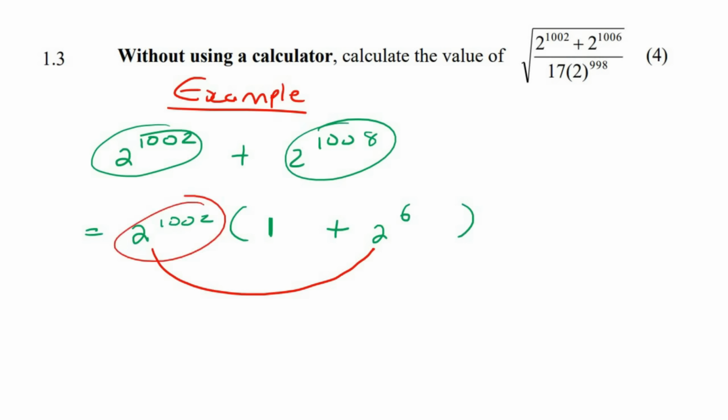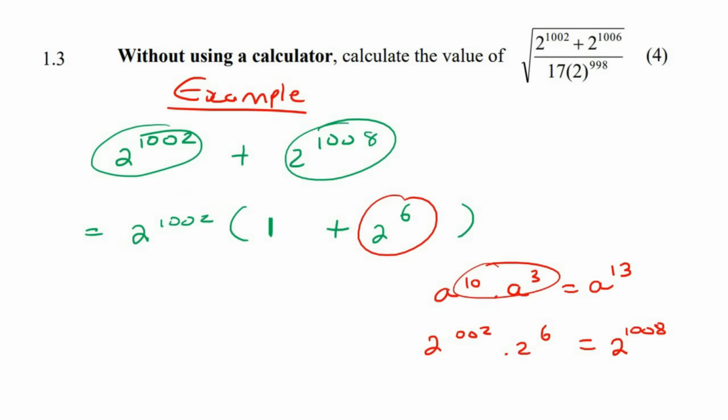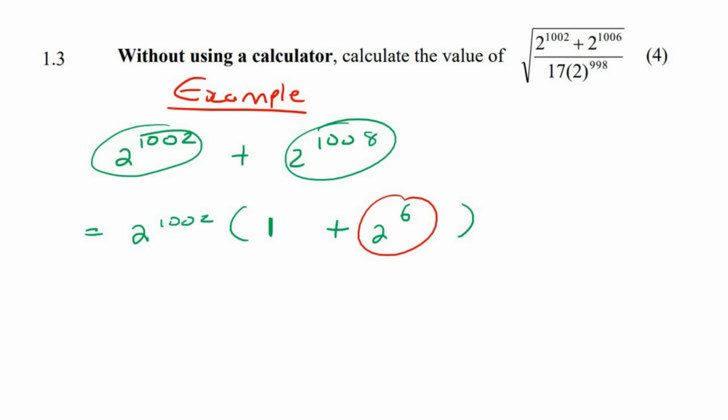If you did have to multiply these two together, and you just stick to exponent rules, for example, a to the 10 times a to the 3, many of you would be comfortable saying that this becomes a to the 13 because you add. So this would become 2 to the 1008. Okay, you see? So that's what you would do over there. Get into the habit because you will get these types of questions. They like to ask them.